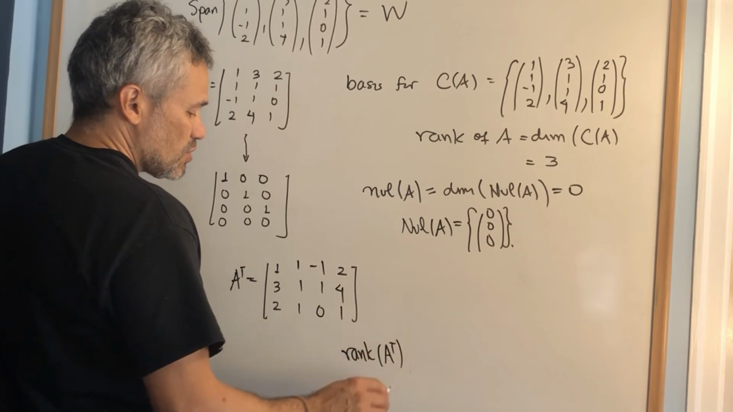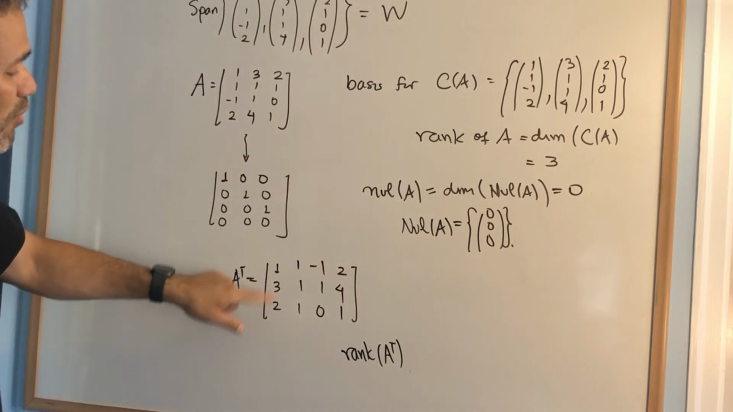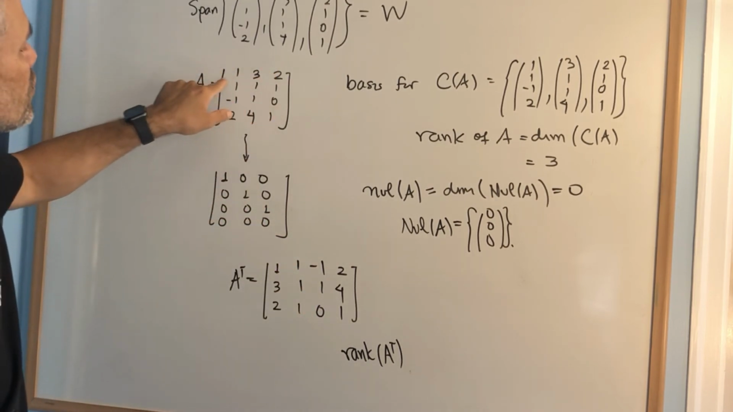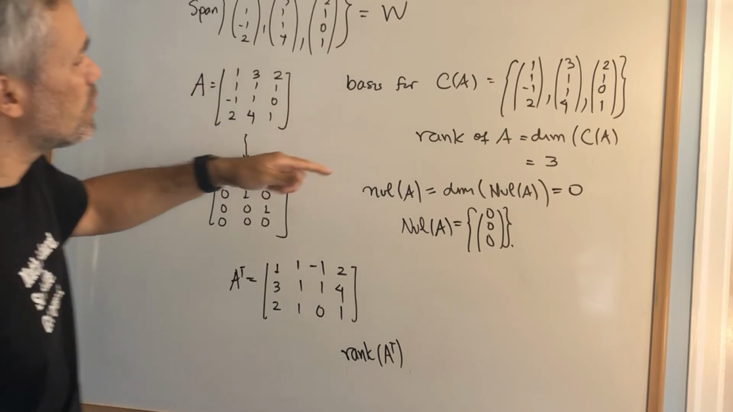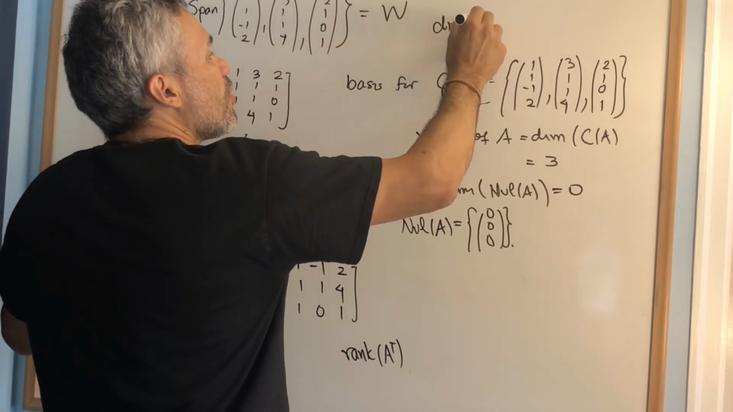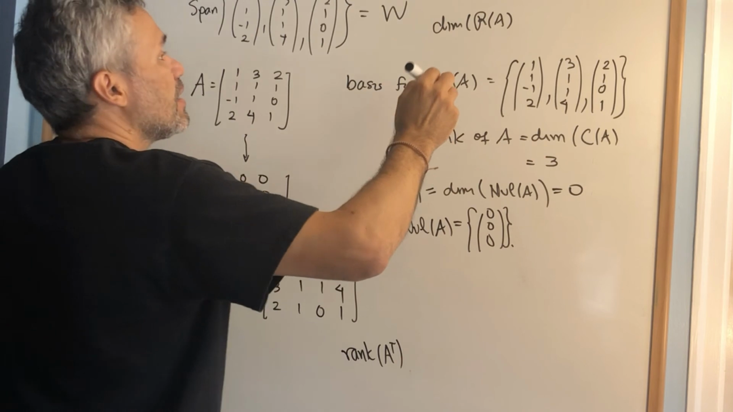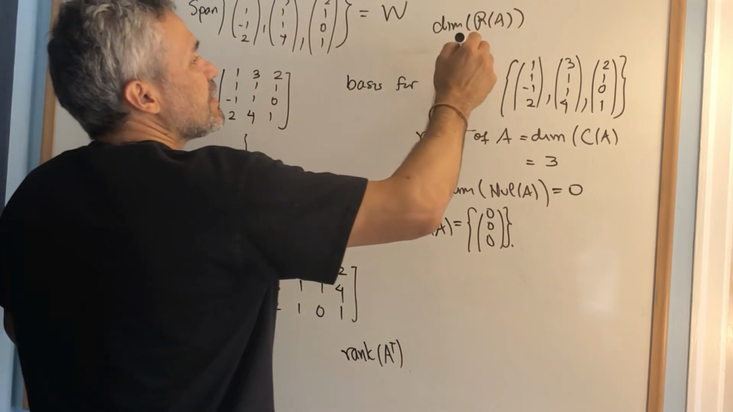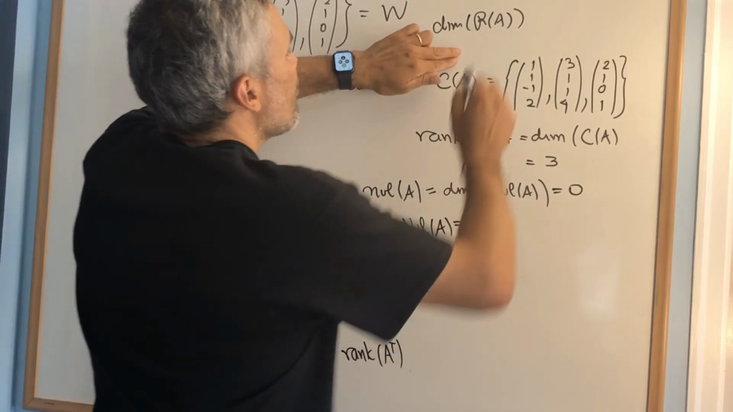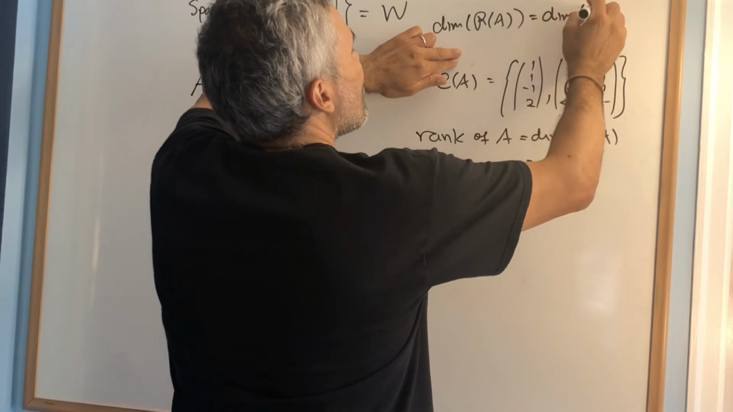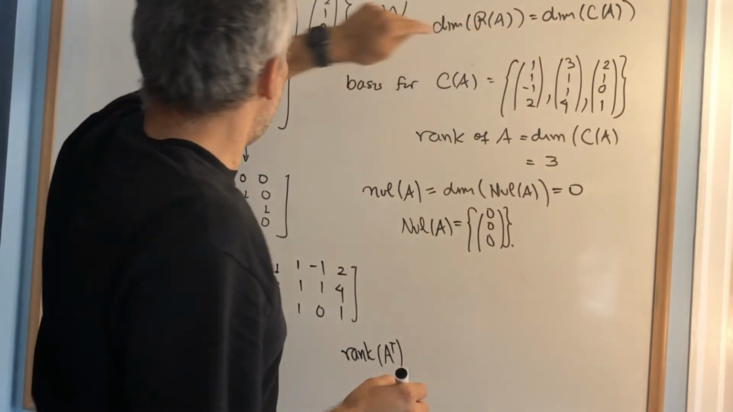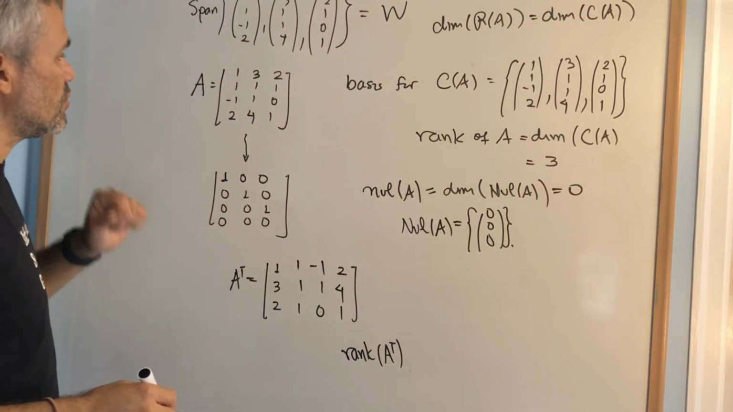And the reason is because the rank of A transpose is just the dimension of the column of A, right? But in this case, the columns of this matrix are the rows of this matrix. And we already pointed out that the dimension of row of A is just the same as the dimension of column of A. And remember that this is just the number of pivots when you do row reduction.